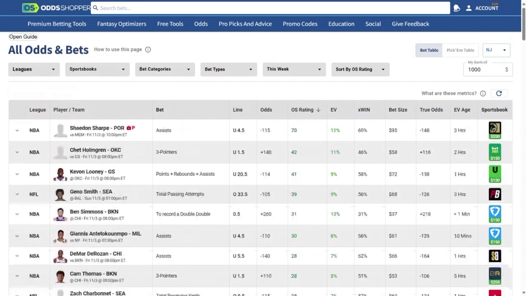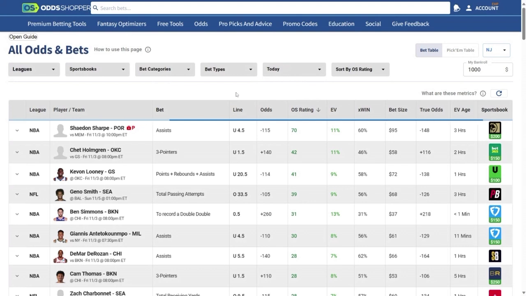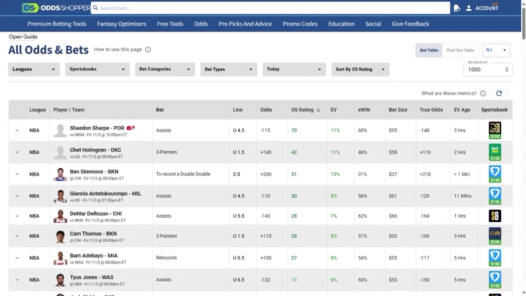Something else that this defaults to is all the bets that are available for the individual week. But if you wanted to, you could either select all days, which just gives you all of the bets available, or you could sort by today, and then you can see the bets that are only on the board for this individual day.